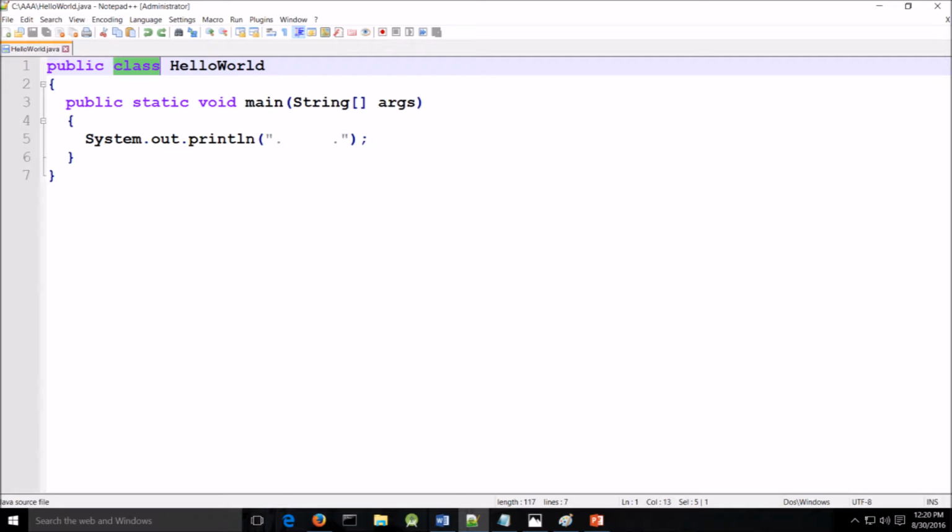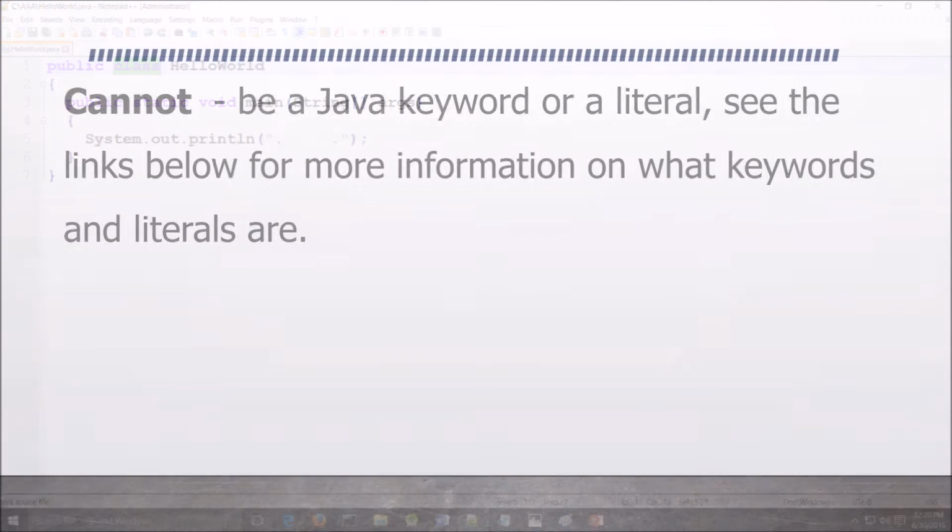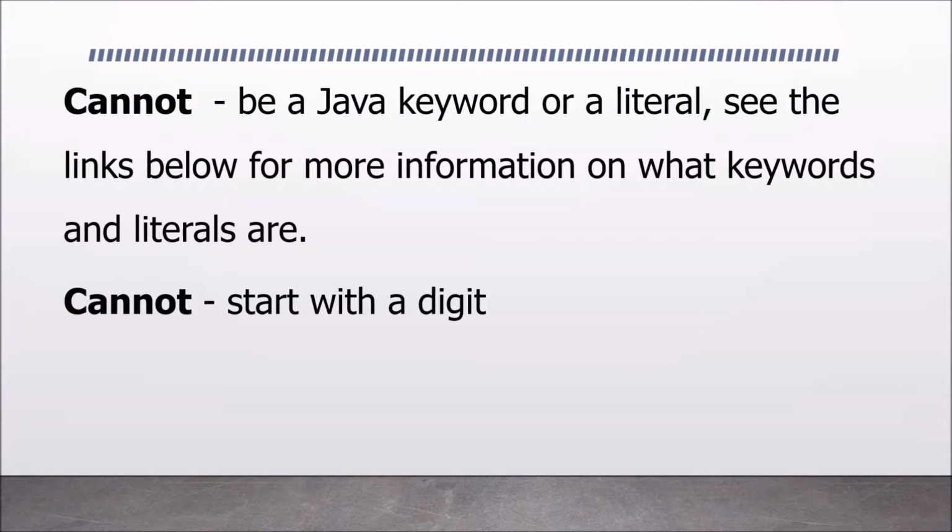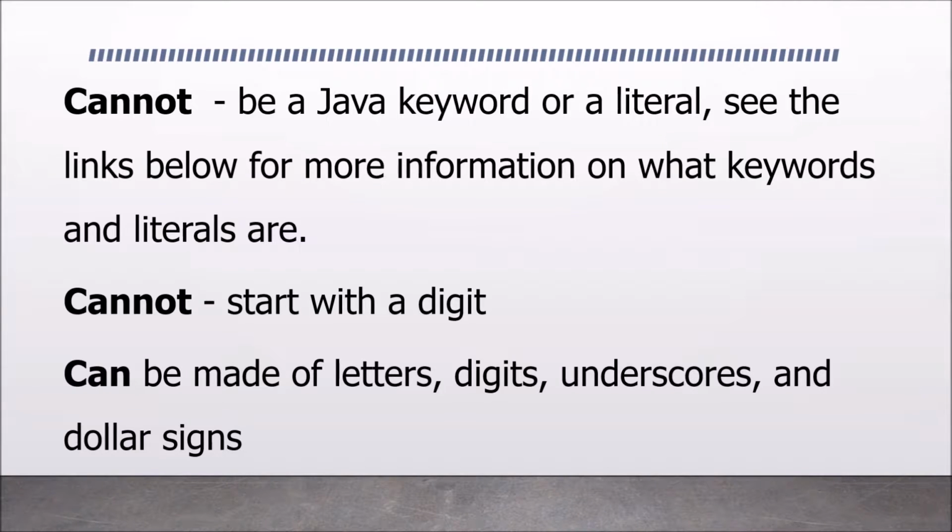In other programs, just keep in mind that any class, variable, field, method, or constructor has to be given a valid name and cannot be a Java keyword or a literal. See the links below for more information on what keywords and literals are. A name cannot start with a digit, but it could be made of letters, digits, underscores, and dollar signs.